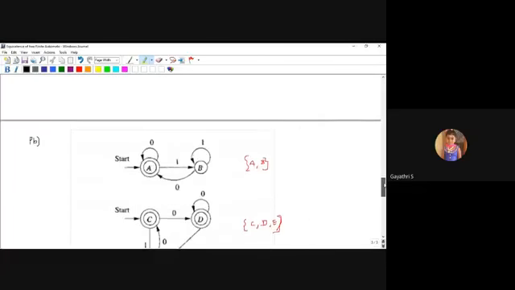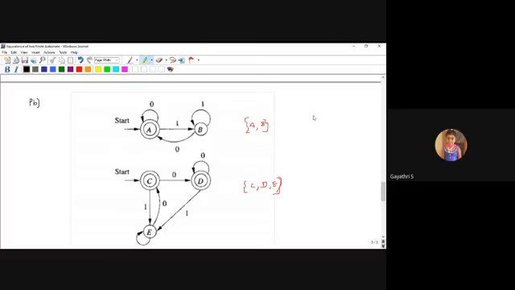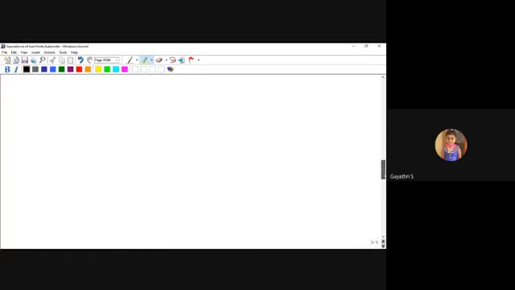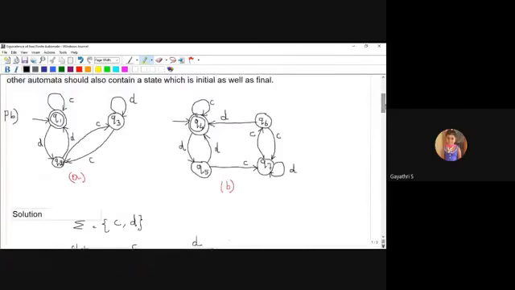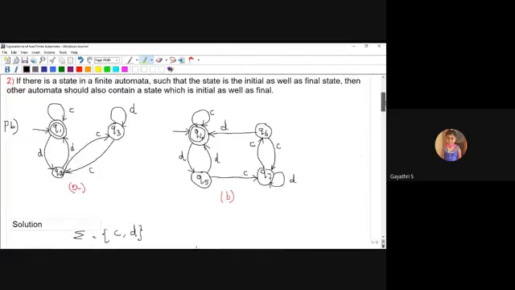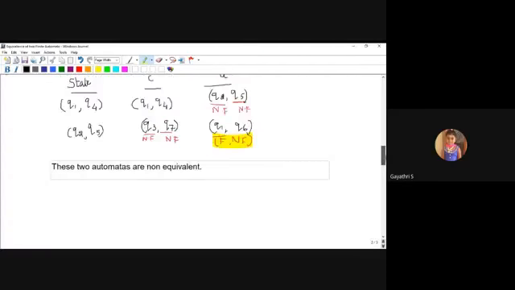But if the first automata has 4 states and the second automata also has 4 states, that means 4 times 4, 16 combinations, so your table will be a large one. I prefer the first method, but it is based on your choice. Either you can choose the first method or the table filling method to solve the problem of whether these two automatas are equivalent or not. This is the last topic in unit number 2, so unit number 2 is almost over.